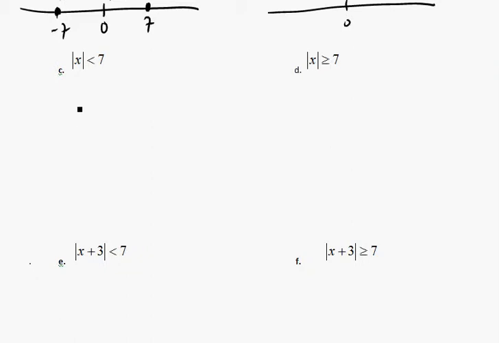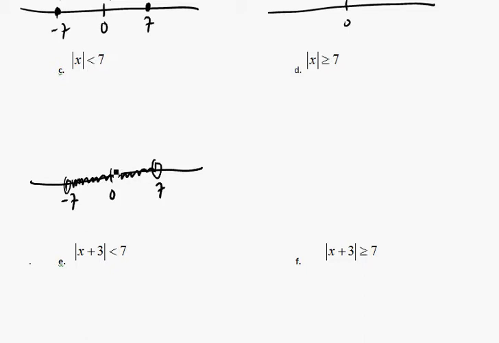So now in part C, we want to find the numbers that are a distance less than 7 away from 0 on the number line. Well, if we imagine a number line, the numbers that are a distance less than 7 away from 0 on the number line would be the numbers between negative 7 and 7, since all of these numbers are a distance less than 7 away from 0 on the number line.